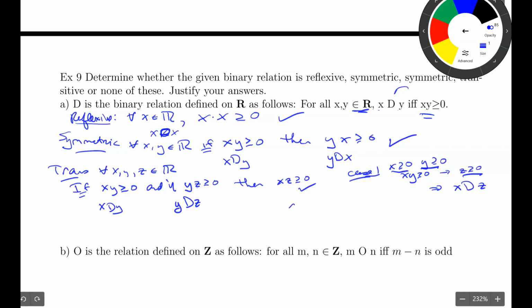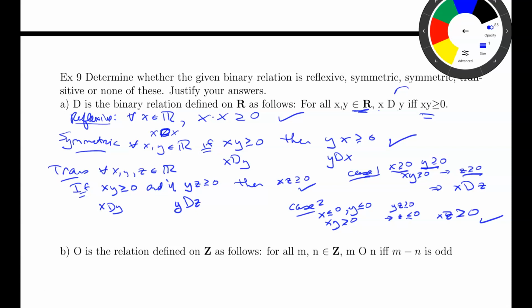So check. The other case, if x were less than 0 and y were less than 0, and that's how I got xy greater than or equal to 0, then in order to have yz bigger than 0, if y is already negative, that must mean that z has to be negative, less than or equal to 0. So that means both x and z are less than 0, so their product is bigger than 0. So it works.